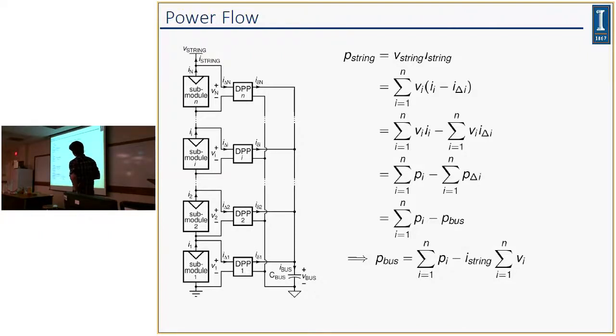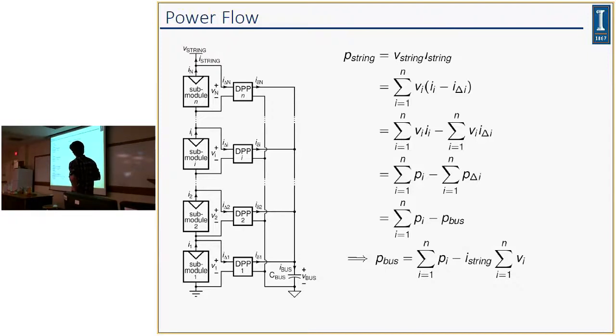So P_string is equal to V_string times I_string. You can see that V_string is equal to the sum of all these submodule voltages, and I_string, by KCL, is equal to the difference between a submodule current and its corresponding current processed by its differential power processor. If you distribute that, you get this line, and then you can call V_i I_i equal to P_i, which is the submodule power generated.